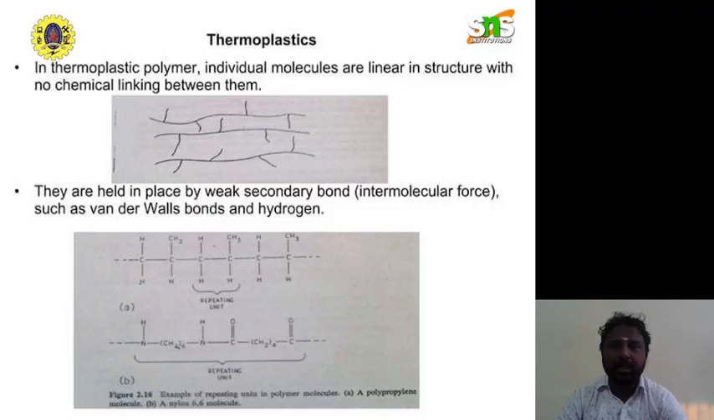Thermoplastic polymers: individual molecules are linear in structure with no chemical linking between them. That is shown here. They are also held in place by weak secondary bonds such as van der Waals bonds and hydrogen bonds, which are intermolecular forces.